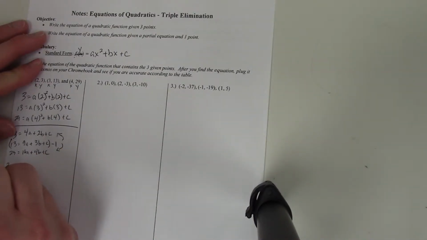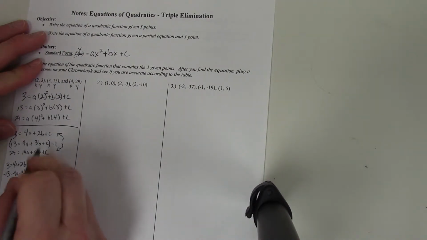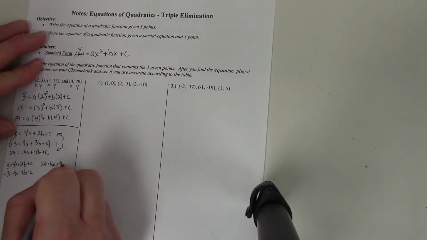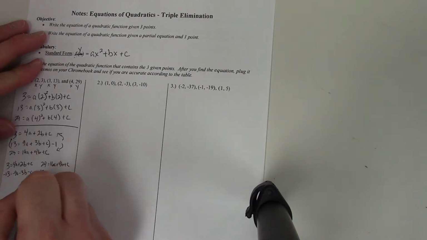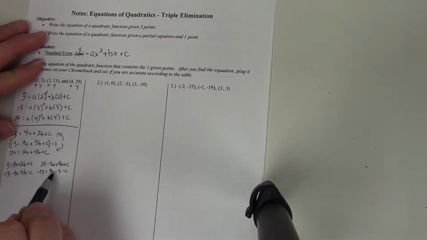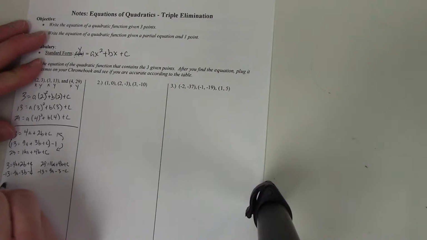So in other words, I have 3 equals 4a plus 2b plus c, and then -13 equals -9a minus 3b minus c. I'm going to do the same thing with this line. I'm going to take 29 equals 16a plus 4b plus c, and -13, -9, -3, -c. Again, I just took that line and combined it with this line, took that line, combined it with that line. Look what happens. Those cancel.